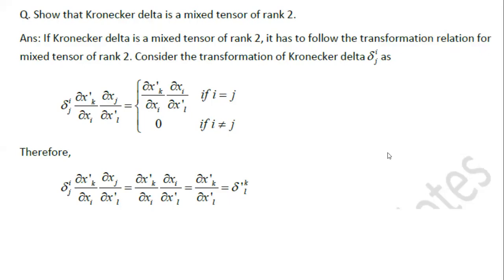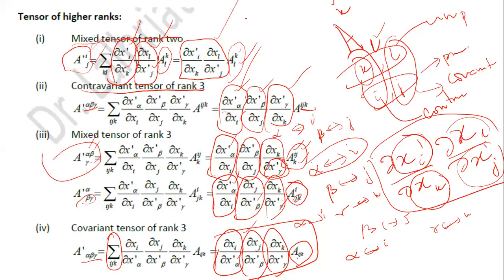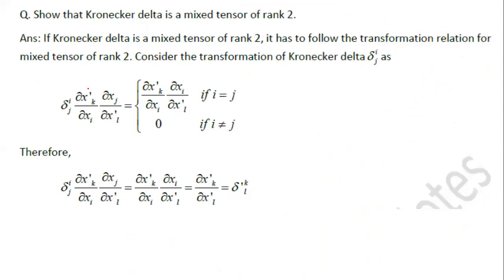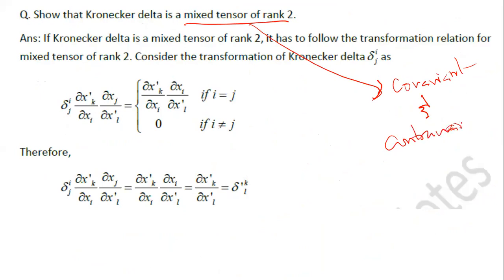Okay. Now, let us look at this problem: the Kronecker delta is a mixed tensor of rank 2. Mixed tensor we already know, like I defined previously. Mixed tensor means it has both covariant and contravariant indices. If it has both covariant and contravariant indices, this is called a mixed tensor.